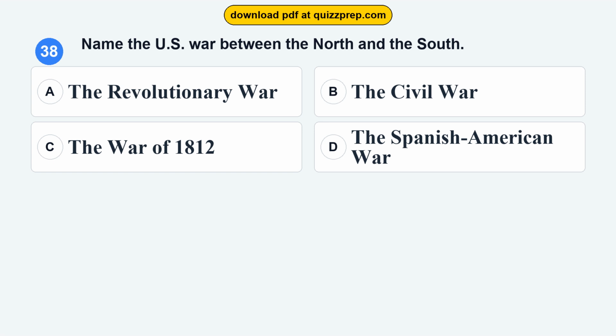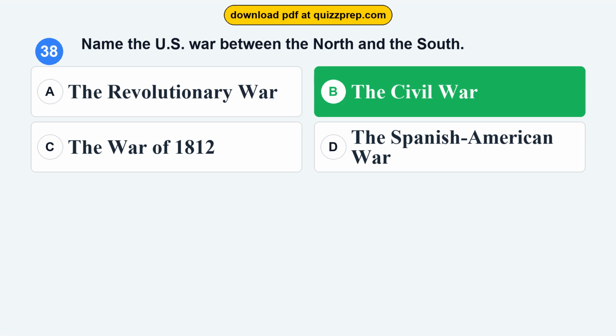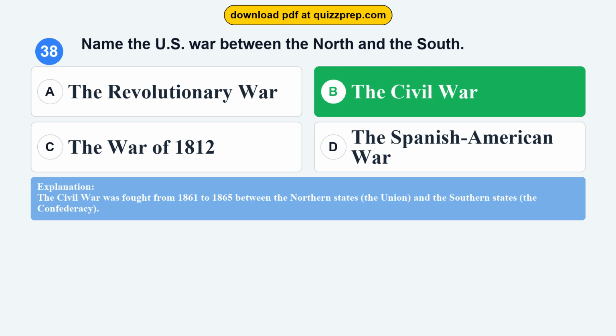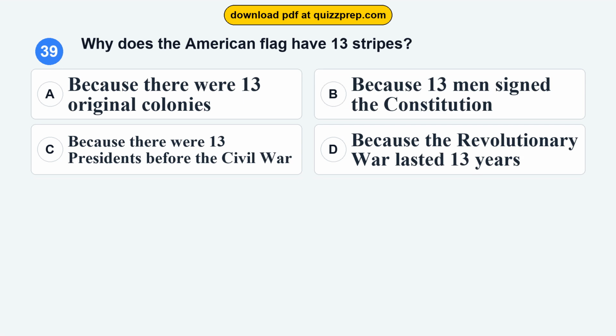Option D, the Spanish-American War. The correct answer is option B, the Civil War. The Civil War was fought from 1861 to 1865 between the Northern states, the Union, and the Southern states, the Confederacy. Question 39. Why does the American flag have 13 stripes?